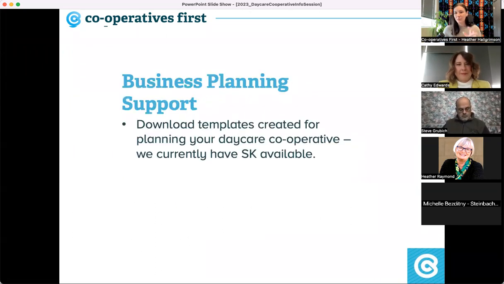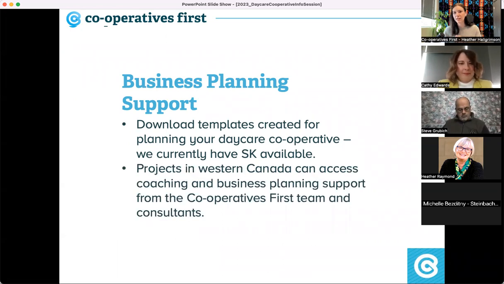In terms of the business planning support, like I said, this is where I'm talking about the light touch support that we hope to offer. So we currently have Saskatchewan available. The others are coming. What this looks like is the templates that we've created are highly customized to the unique provincial situation, the financial model, everything's built. You fill it in and give it back to us, and we'll have a look at it.